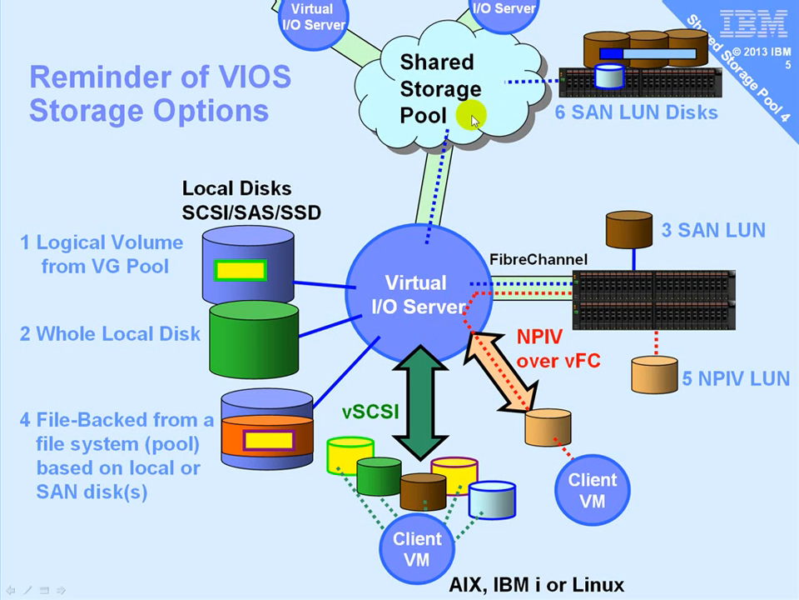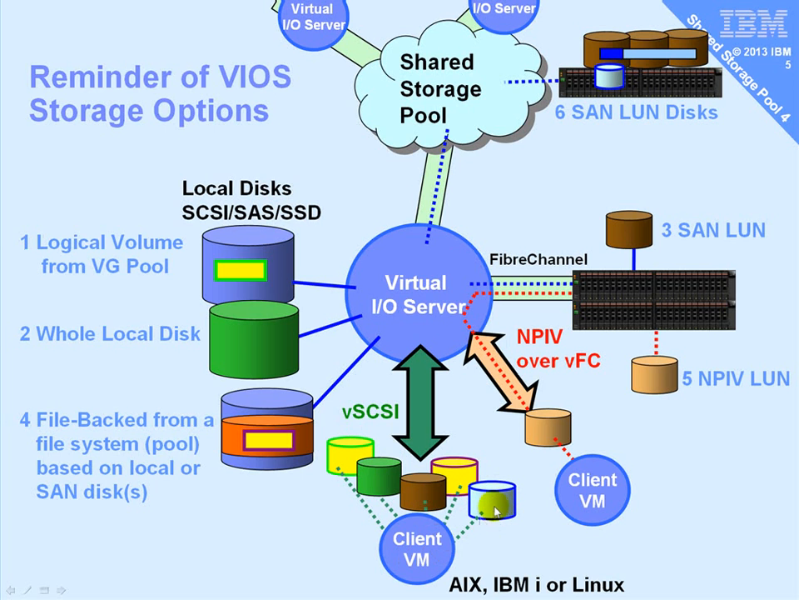Now the new one in town is the shared storage pool. Here we have more than one virtual I/O server cooperating in a cluster. It has this pool of disks. They are, at the end of the day, LUNs on the back end on a disk subsystem of some sort, but all the virtual I/O servers cooperate in accessing those LUNs. They then carve out certain blocks of disk space out of those LUNs and present that as a virtual disk, again over virtual SCSI to the client VM.